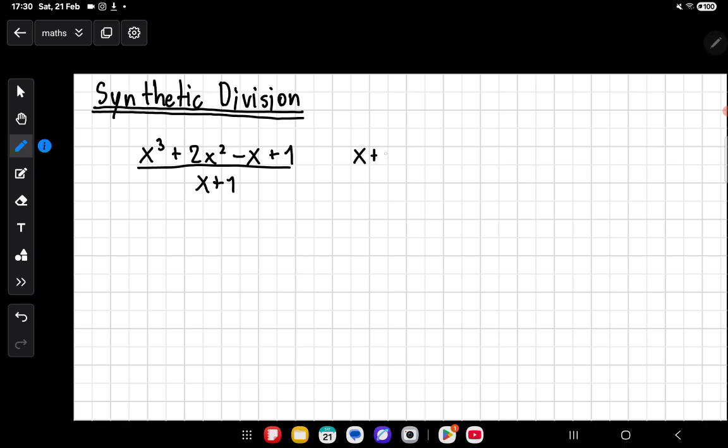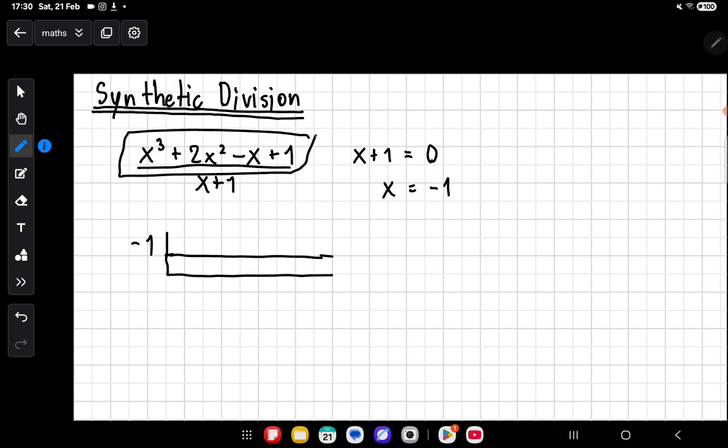First, what you want to do is assume that x plus 1 is equal to 0. Now, you solve this equation, x is equal to -1, right? So, we can use x equals -1, set up a short division table of some sort. Then, what you want to do is pull out the coefficients from this. So what do we get? We get 1, 2, minus 1, and 1. This is how we're going to do the synthetic division, okay?